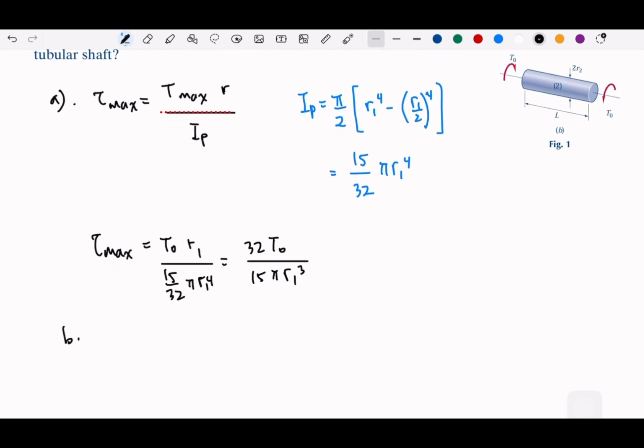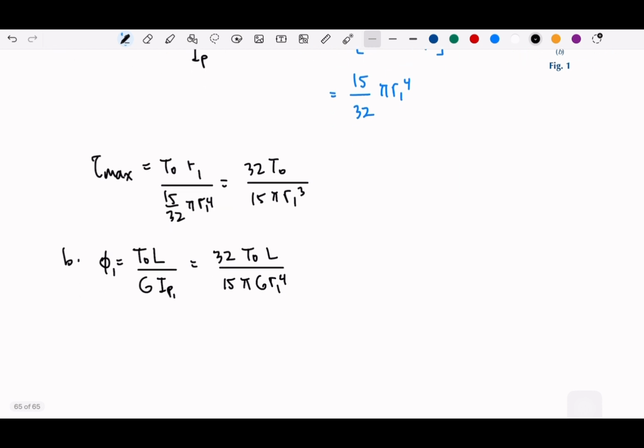For B, the twist angle for picture 1 is T0 L over G and then the inertia. So we can use the same inertia. This will be 32 T0 L over 15 pi G, because G is constant, R1 to the power of 4. Okay, that's it.